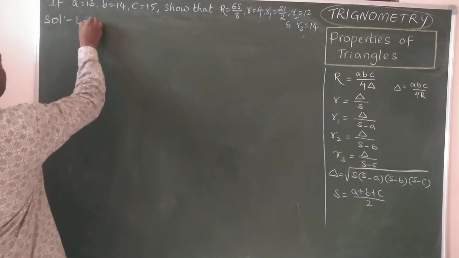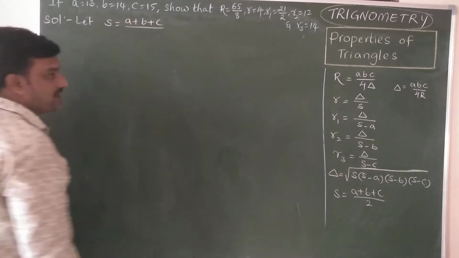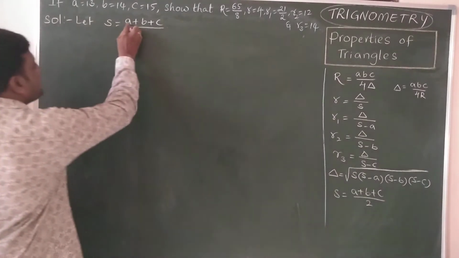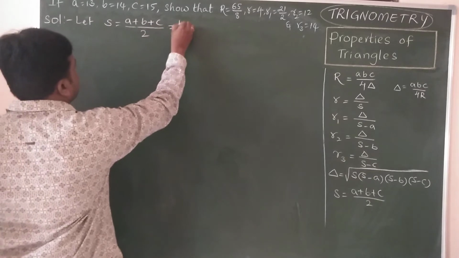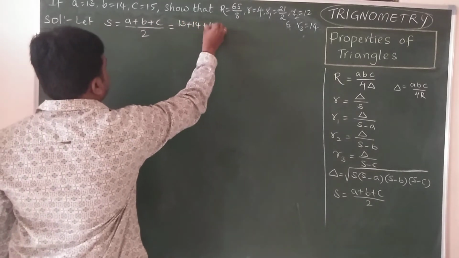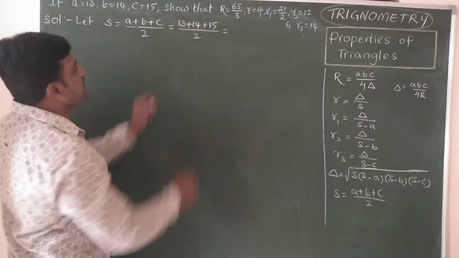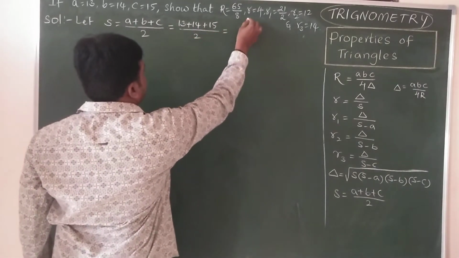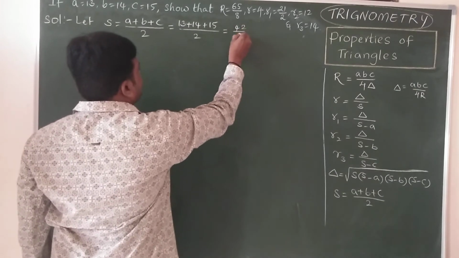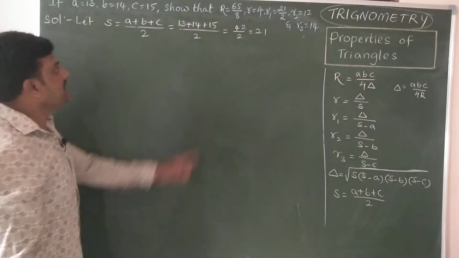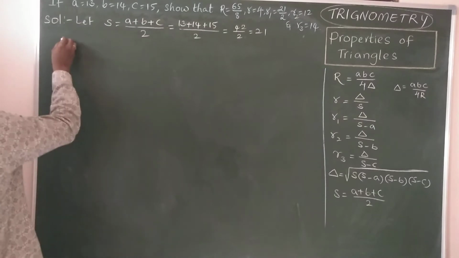First of all, s is half of the perimeter of the triangle, a plus b plus c by 2. Then a plus b plus c equals what? 13 plus 14 plus 15 by 2. How much? 13, 3 plus 4 is 7, plus 5 is 12, 1 plus 3 is 4, so 42 by 2, it is 21. Now s is nothing but 21. We got s. Now delta.